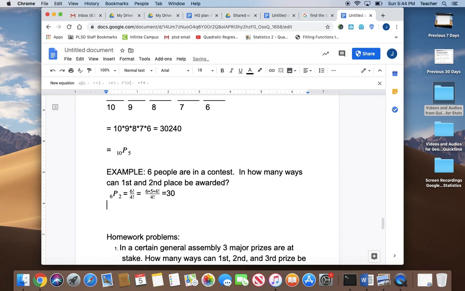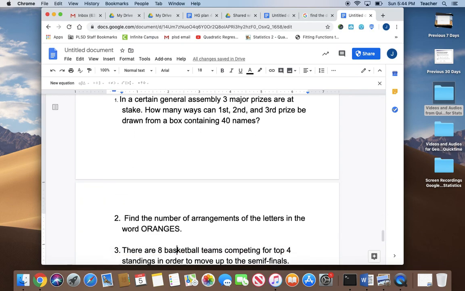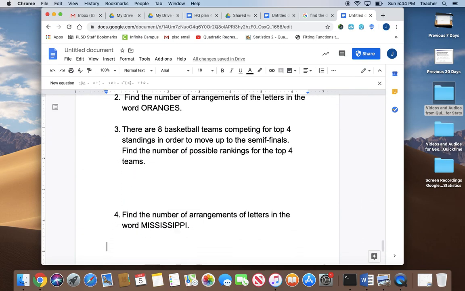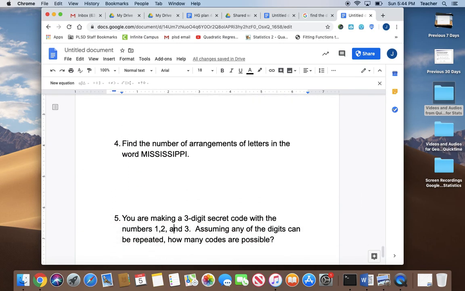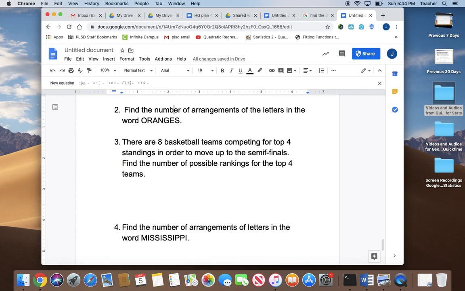So what I would like you to do is try and finish these 5 problems here using the notes, and let me know if you have any questions. Thank you.